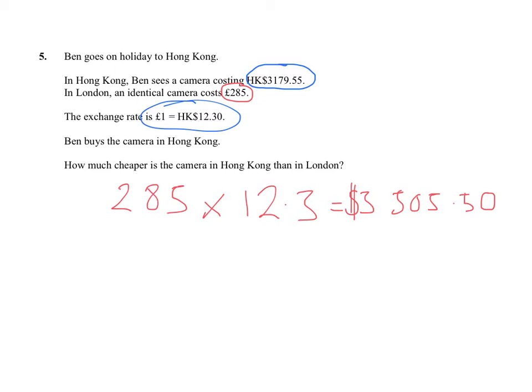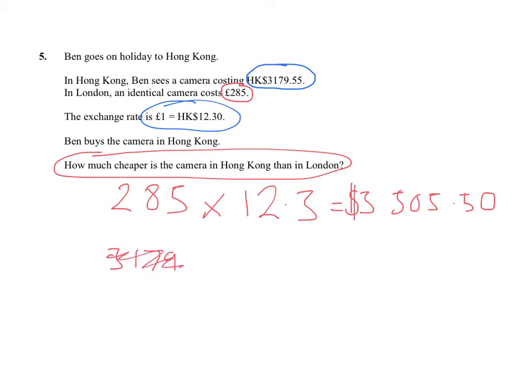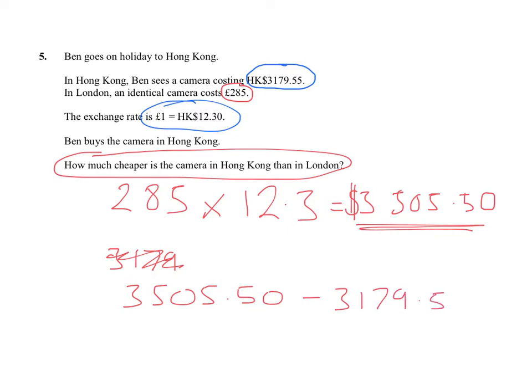And the question is, how much cheaper is the camera in Hong Kong? So I'm going to have to do 3179. Oh, sorry, that's the price in London, this many Hong Kong dollars. So 3505.50 take away 3179.55, and again we'll type that in the calculator, and just doing that now, take away 3179.55 is giving me 325.95 in Hong Kong dollars.